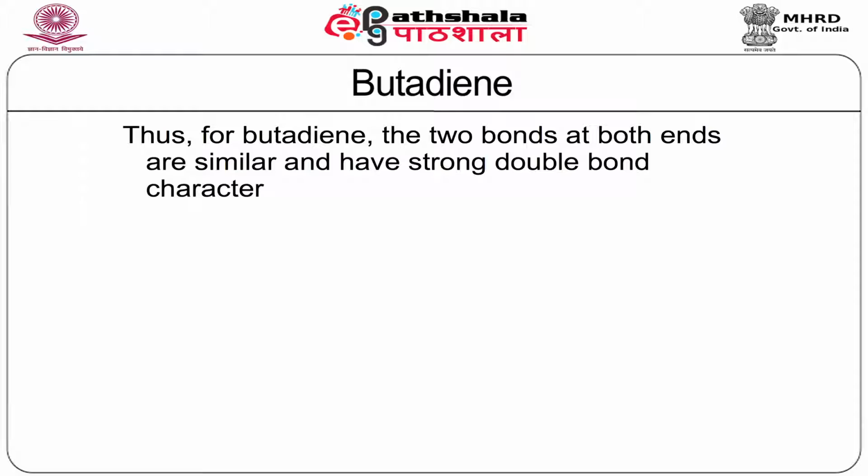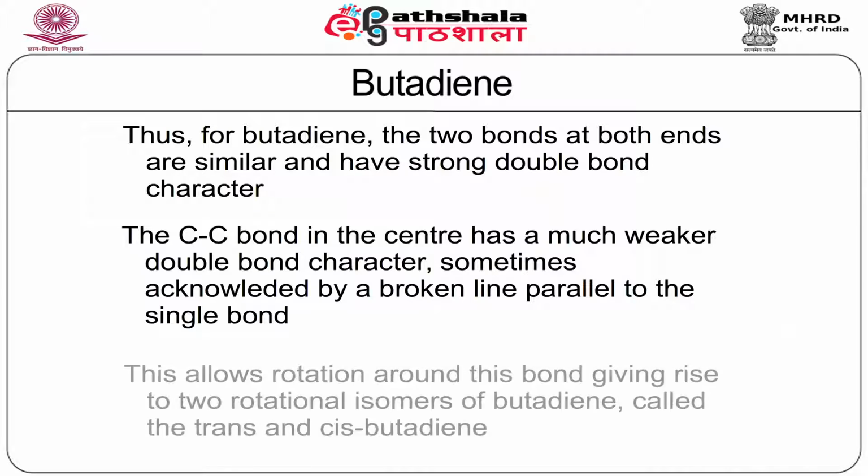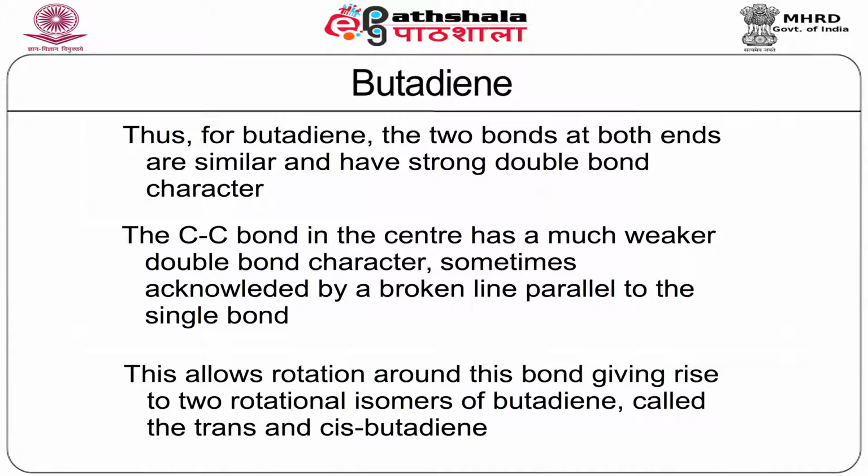Thus, we can see that for butadiene, the two bonds at both ends are similar and have strong double bond character. But the C-C bond in the center has a much weaker double bond character, sometimes acknowledged by a broken line parallel to the single bond. This allows rotation around this bond, giving rise to two rotational isomers of butadiene called trans and cis butadiene.